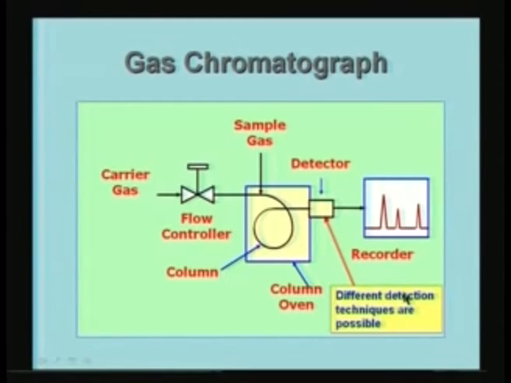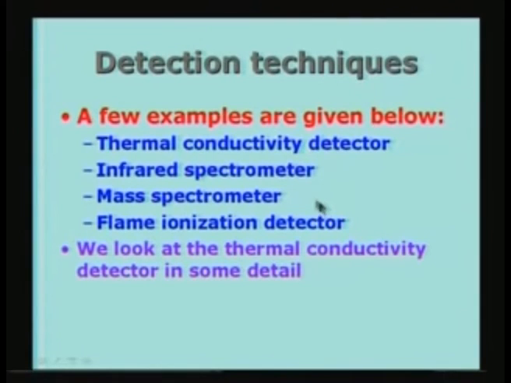There are different ways of detecting the gases as they come out of the system. So, different detection techniques are possible, and I have just given a few examples in this slide. For example, thermal conductivity detector. I can use an infrared spectrometer. If you remember, in the last lecture, I talked about the spectrum of various gases, and I showed that they have specific wavelengths at which they will absorb, specific bands in which they will absorb. Therefore, if you use an infrared spectrometer, by finding out where the absorption is taking place, I know what gas it is, and also by measuring the amount of absorption, I can immediately say what is the concentration.